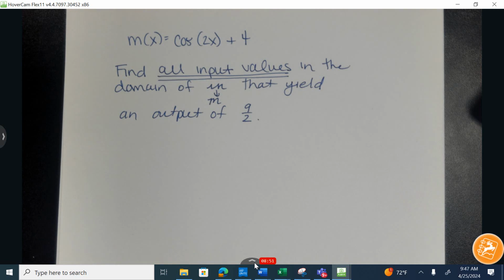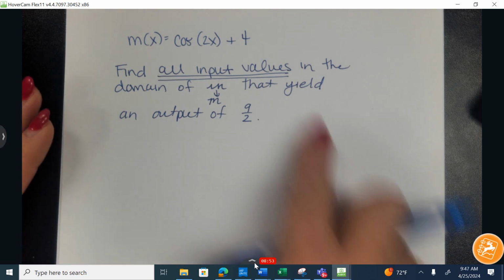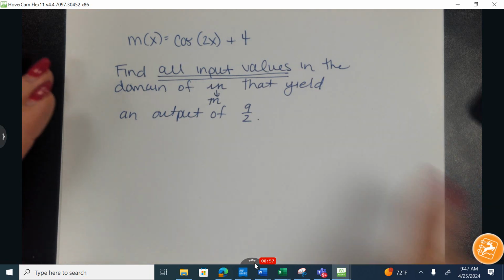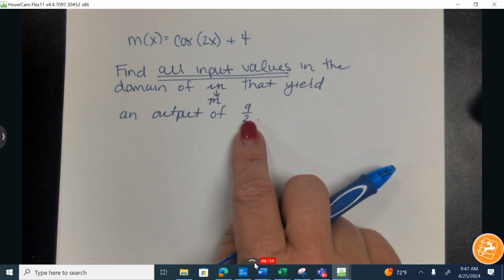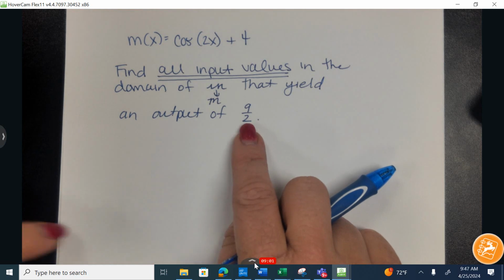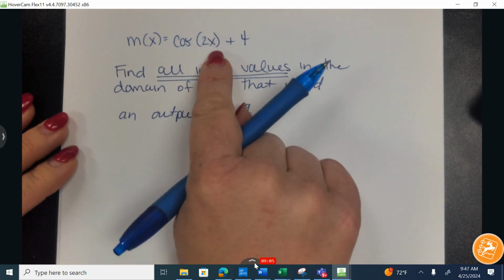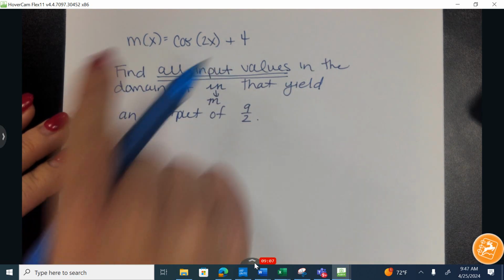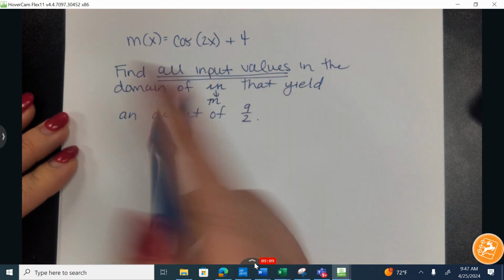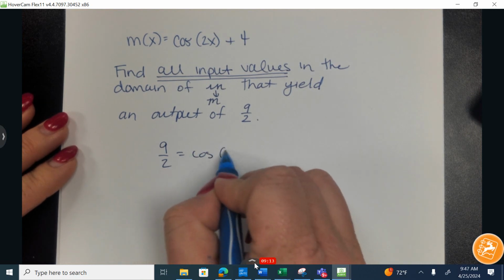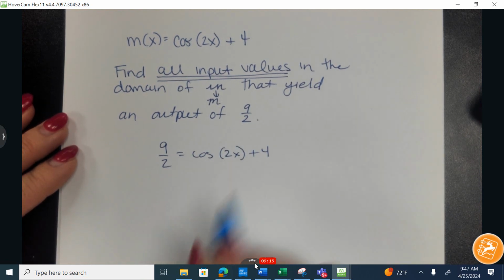Now when it says all input values, remember that doesn't say 1 revolution or 2. It says as you continue to go around, where will we always find an outcome of 9/2? So this is the outcome. My input is this. This is my output. Input, output. So I'm going to write 9/2 equals the cosine of 2x plus 4.